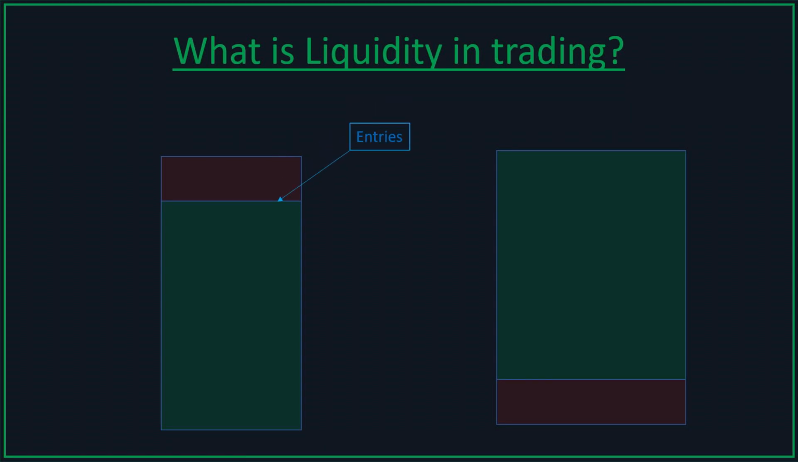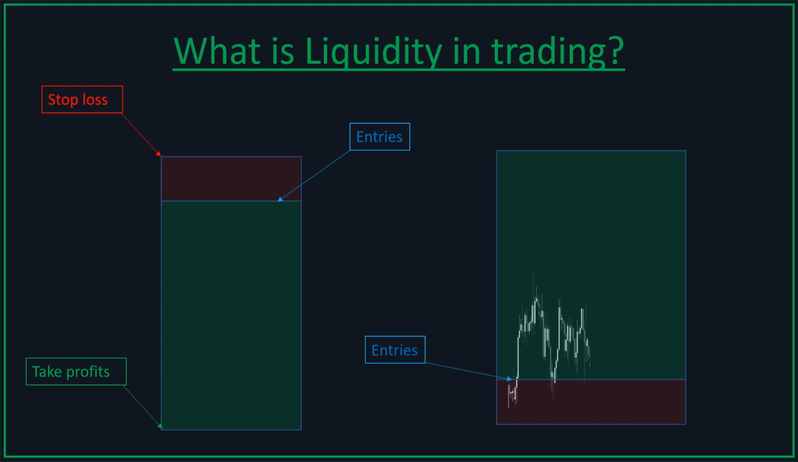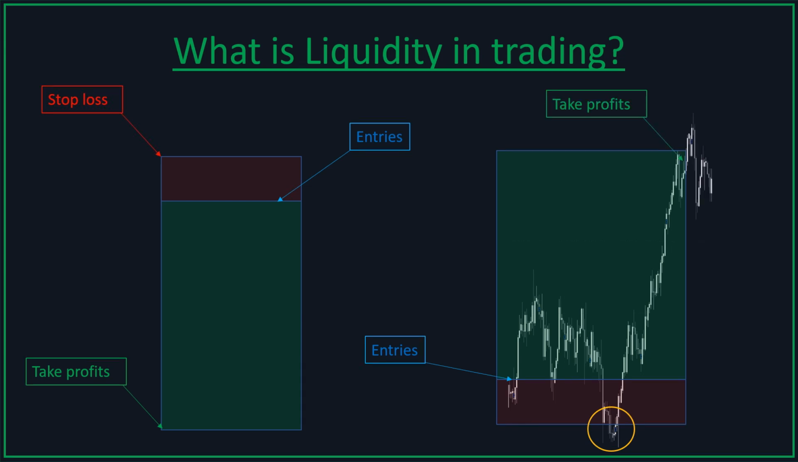Every time you enter a trade, you're adding liquidity to the market. Every time your stop loss is hit, liquidity enters the market. And the same goes for every time you hit a take profit. This is true for you and for every other trader. So, when you're trying to identify key areas of liquidity, what you're really asking is, where is everyone's orders? Where is everyone's take profits? And where is everyone's stop losses?